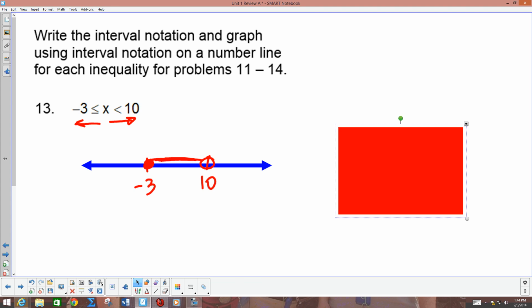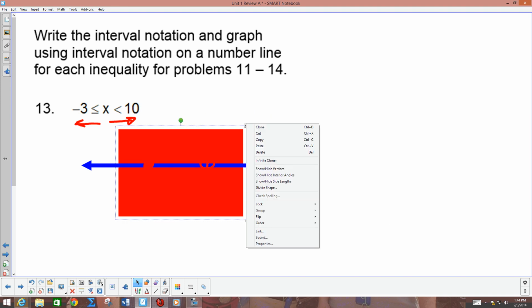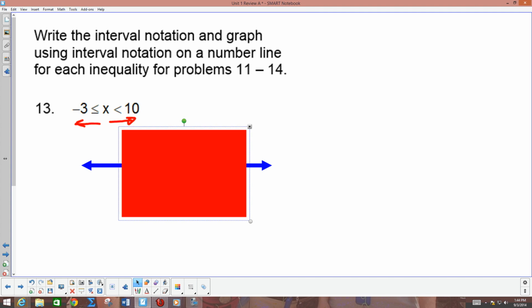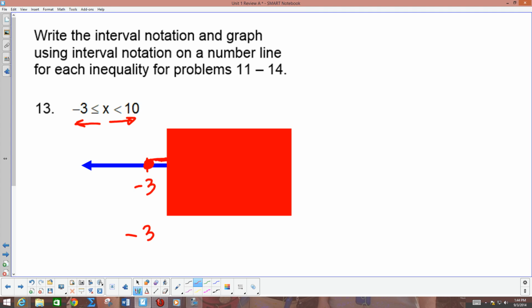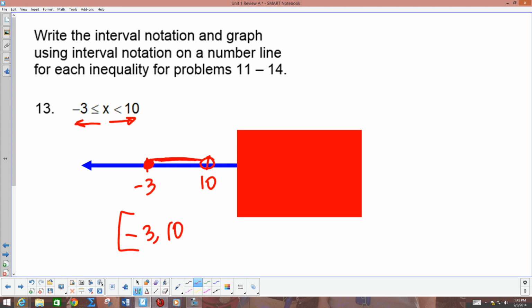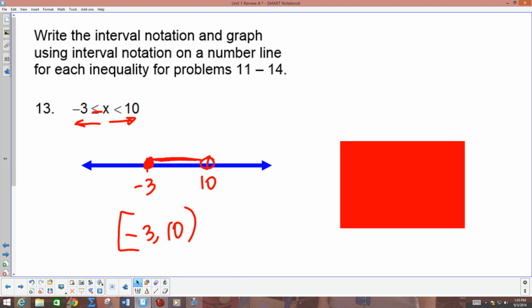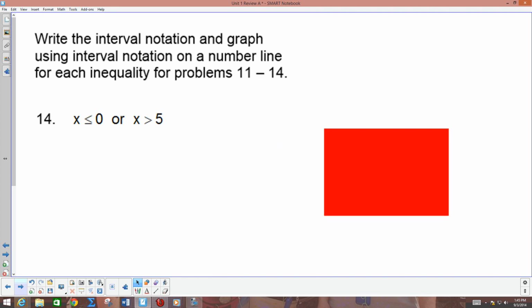And so as I look at my box, I'm going to cover up my box. Oops, I thought I did order in the front. So here I am at the front. Where does my graph begin? It begins at -3. And where does it go to? It goes to 10. What kind of end mark do I have at -3? Well, that's going to be a bracket. It has a line underneath it. It's a solid dot. And at 10, it's a parenthesis, an open circle. And so hopefully you're beating me and doing these ahead of me, and you get them right.